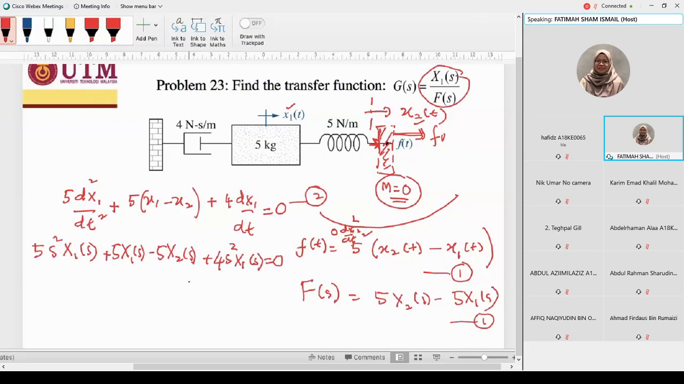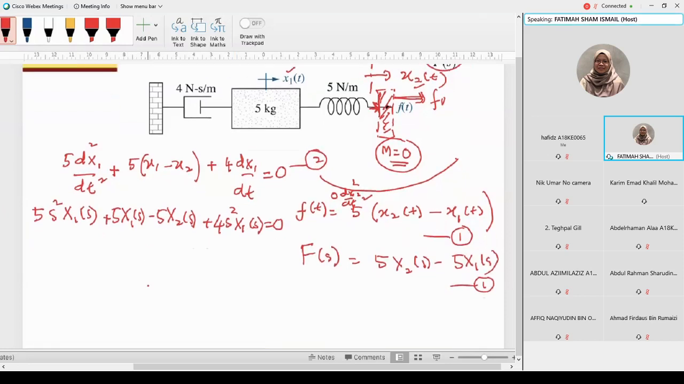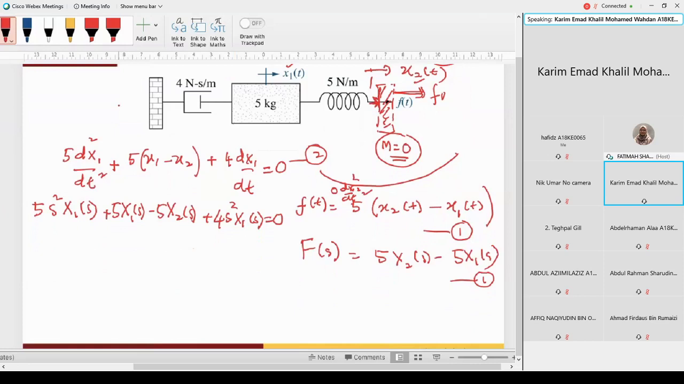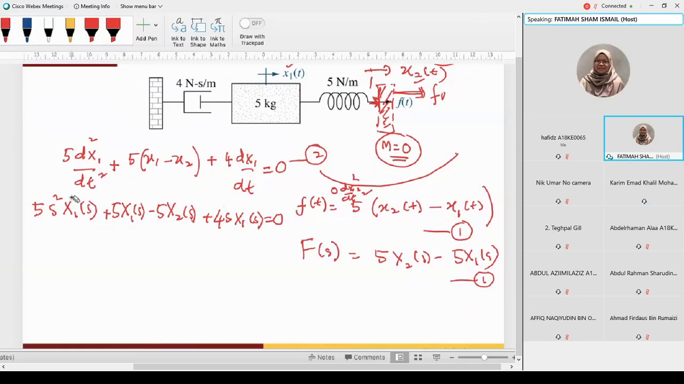So make sure your equation must consist of x1 and F(s). So you can use Cramer's rule, build up your matrix format and get the x1. Or you can substitute. Why do we have 4s squared? Sorry, not 4s squared, 4s. Okay, correct.